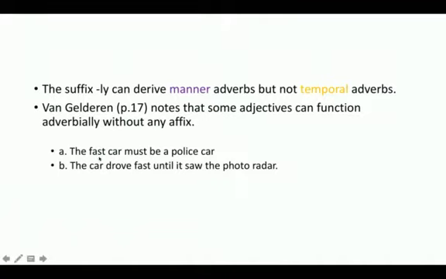Here the word fast is an adjective. And in the second sentence, the car drove fast. Here the word fast is an adverb because it modifies the verb drove. So this is perfectly grammatical in English and is very common in standard English.